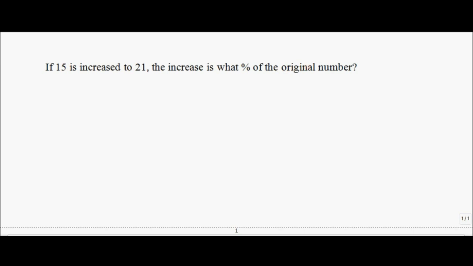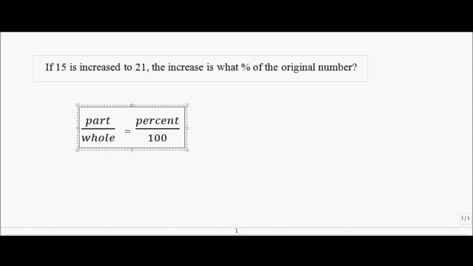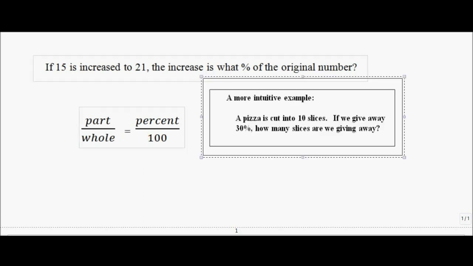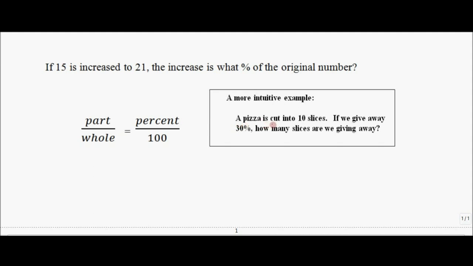Well, when we're dealing with percent problems, it's often helpful to use the percent proportion, which says the part over the whole is equal to a percent over 100. Now, to better understand this percent proportion, I thought we would look at a more intuitive example. And I think this one would serve the purpose.